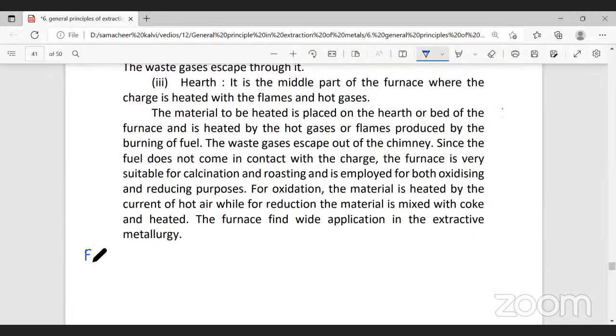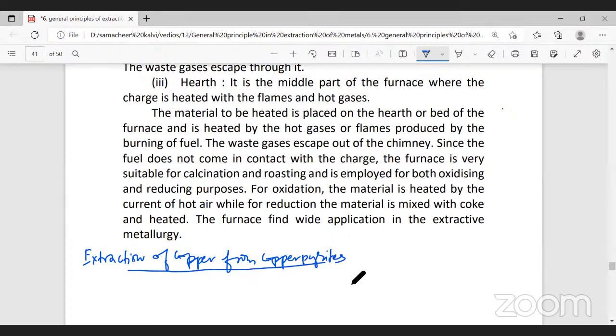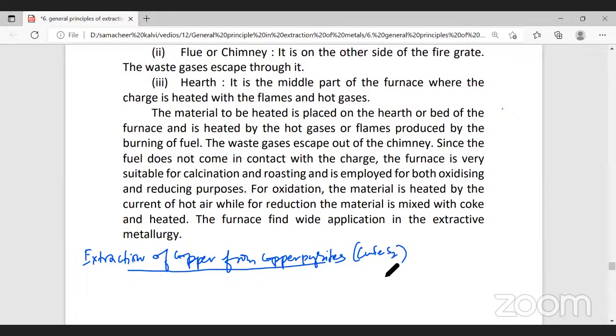Extraction of copper from copper pyrites. The ore used for extracting copper is copper pyrites. So the formula of copper pyrites is CuFeS2. The molecular formula of copper pyrite is CuFeS2.